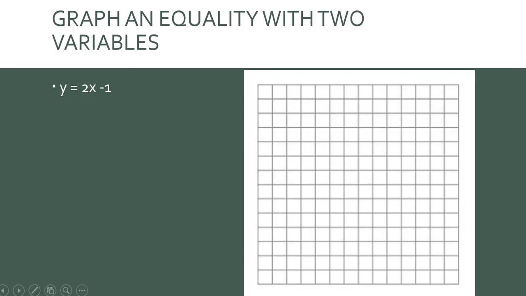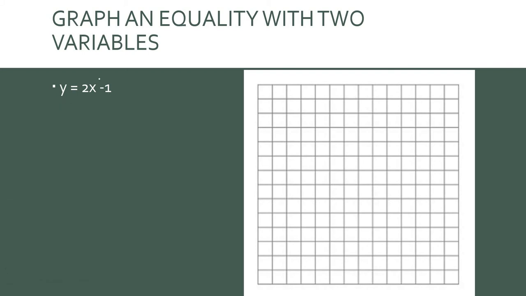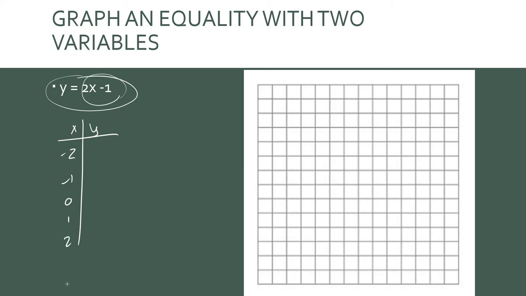So let's go back to how we graph an equality with two variables. This is a simple linear equation. To graph y equals 2x minus 1, we can set up an xy table if you'd like. You can also, remember, use our slope-intercept form. So I think I'm going to do that.